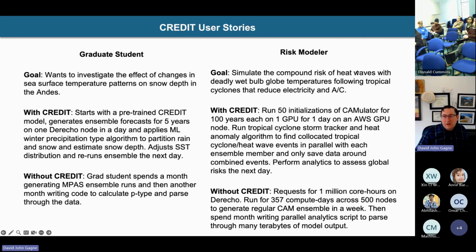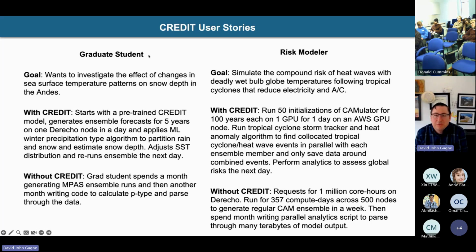Maybe you're also a risk modeler, and you want to look at compound heat waves and the compound risk of, say, heat waves following tropical cyclones. With credit, if you run CAMulator, you could do a bunch of 100-year runs and run that on a GPU. If you have different initial conditions you want to start with, you can even run, we've tested up to 50 ensemble members on one GPU, so you just run them all through the same model and get a bunch of different realizations on one GPU for one day. You don't have to do this on Derecho. You can do it on an AWS node or your local cluster or wherever you're running your compute.